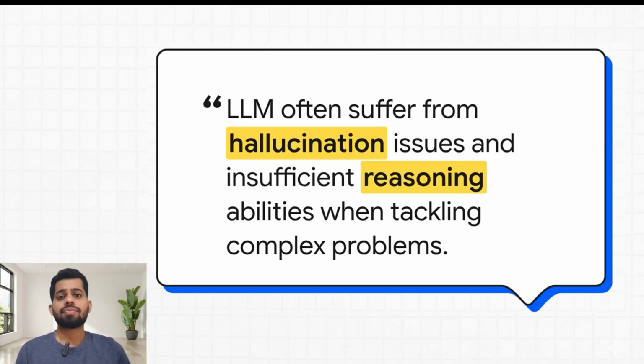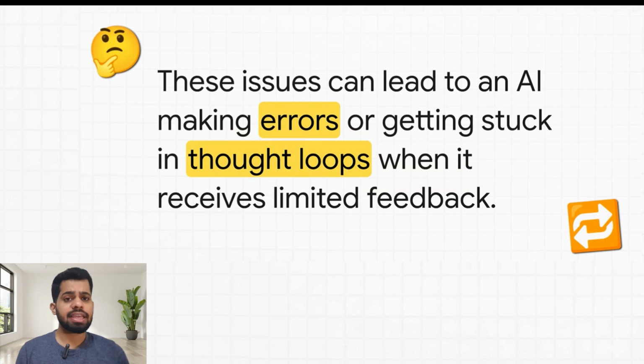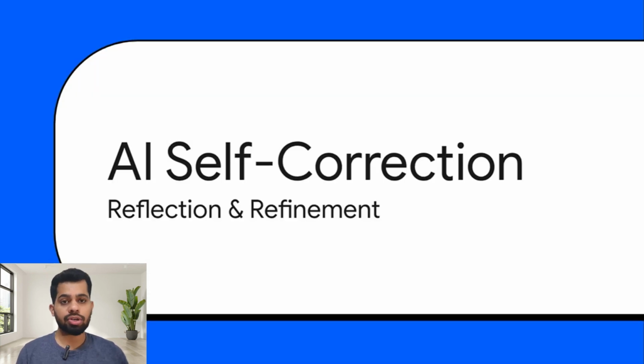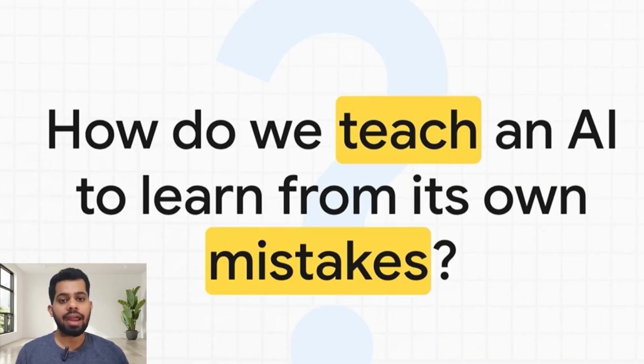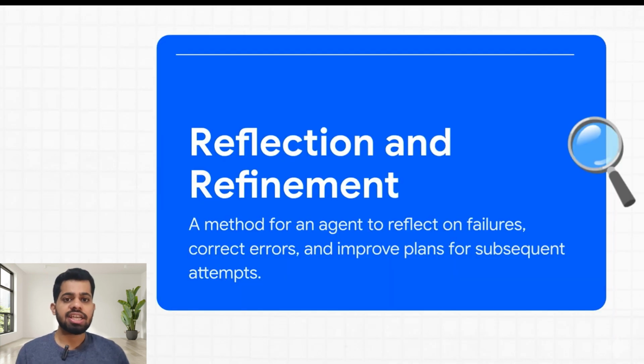LLMs often suffer from hallucination issues and inefficient reasoning when tackling complex problems. This can lead to the agent making errors or getting stuck in thought loops due to limited feedback. To solve this, we turn to our fourth core methodology, reflection and refinement. It's not just about making a plan, it's about what you do when that plan fails. It's about learning from failure. This strategy gives the LLM the ability to look at a failed attempt, figure out what went wrong, and then come up with a better plan for the next try.